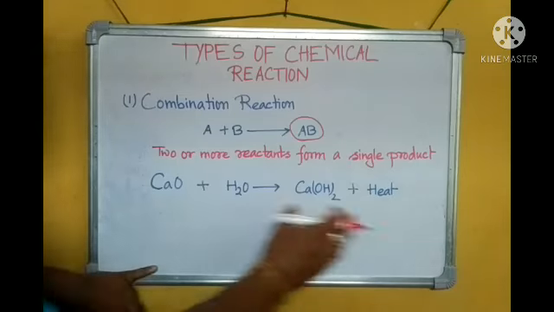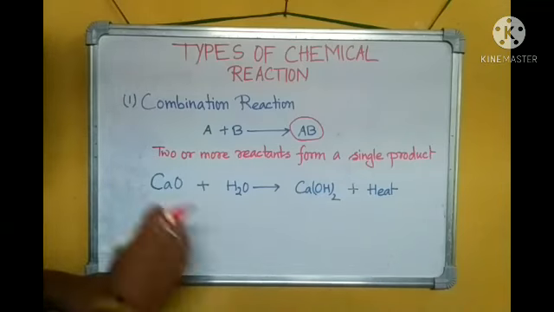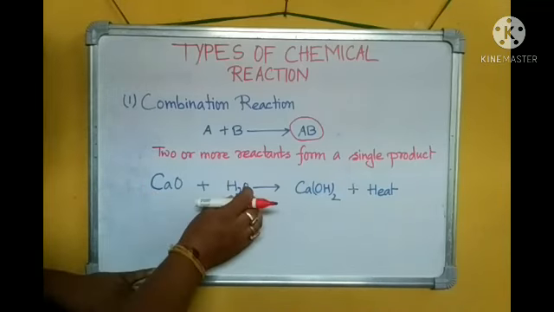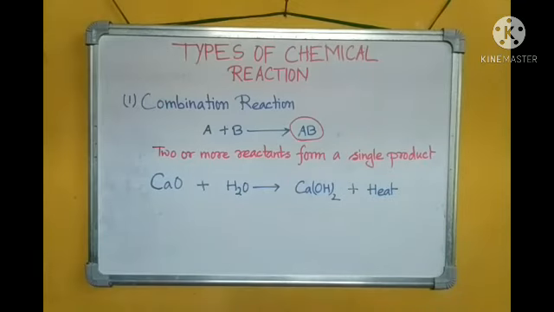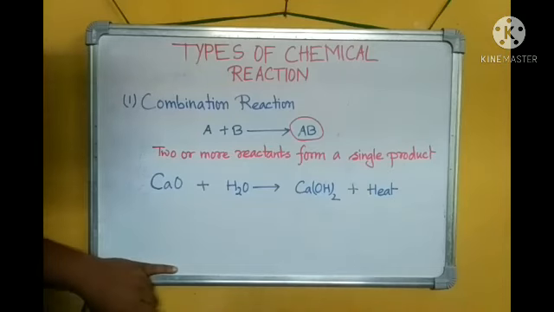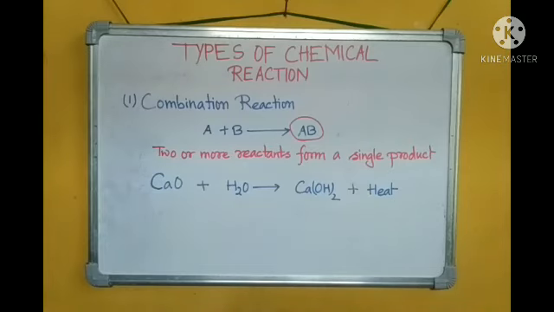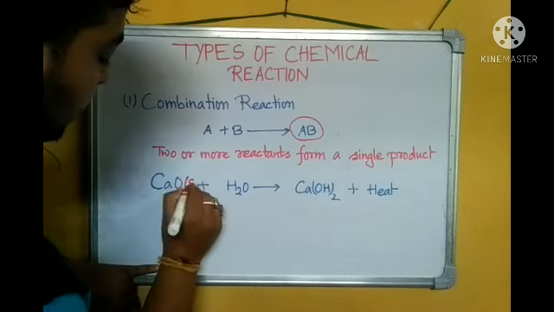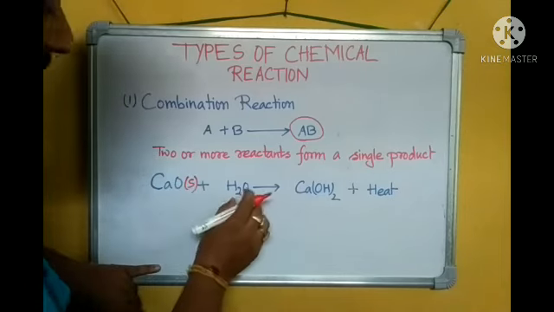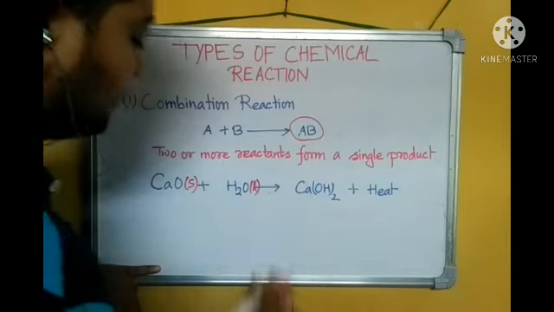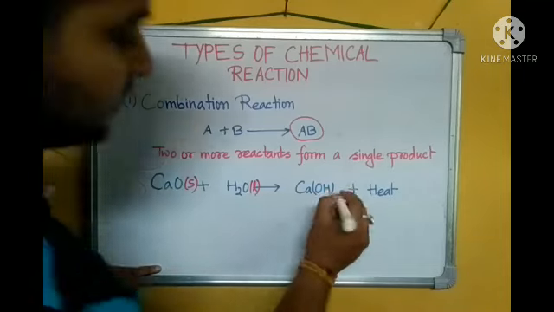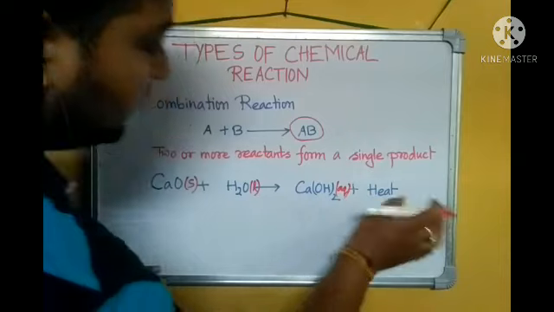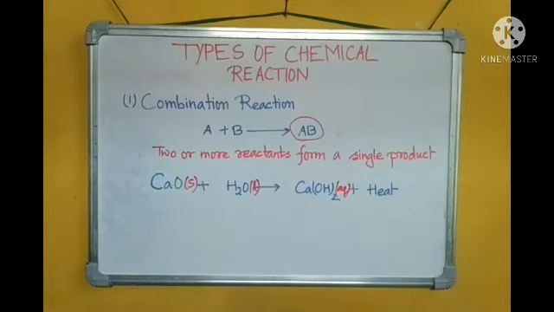Okay, so this is an example from your book. This is calcium oxide. This is water. This is calcium hydroxide, and heat is also produced. Now as we have discussed earlier while writing the physical state, all metal oxides are present in their solid state. Water is always in its liquid state. Calcium hydroxide is soluble in water, so we can write aqueous here. And heat. Clear? So we have written the physical state.